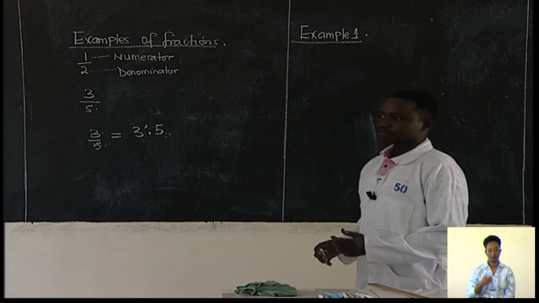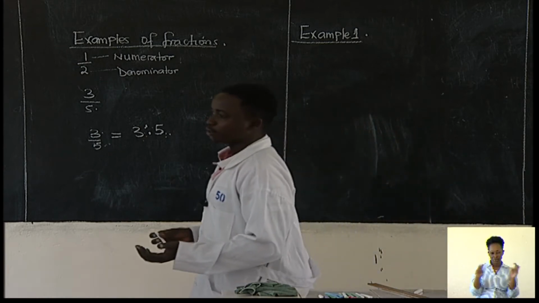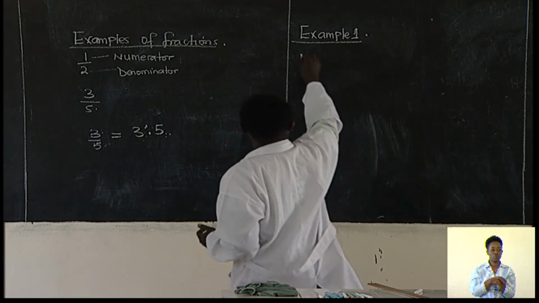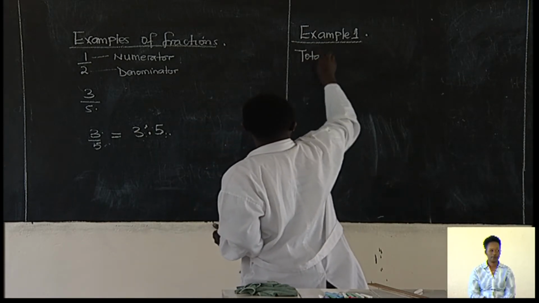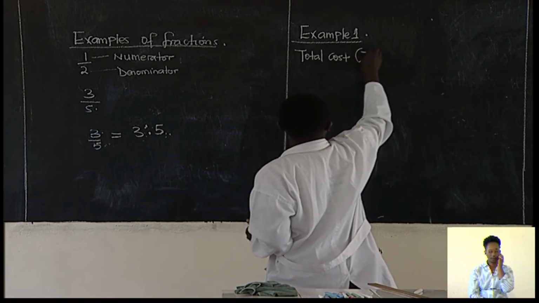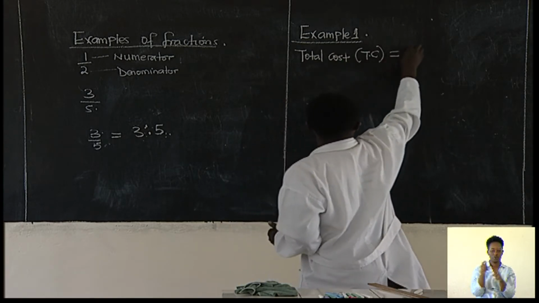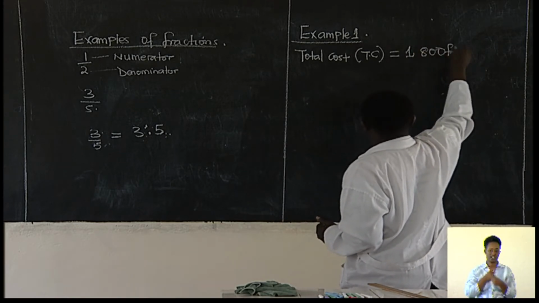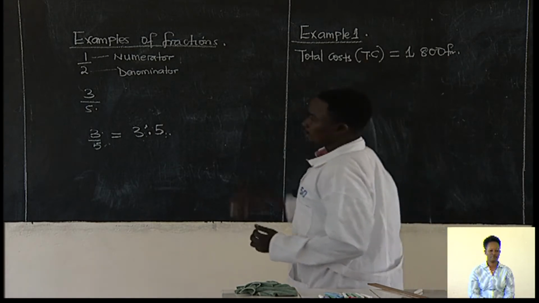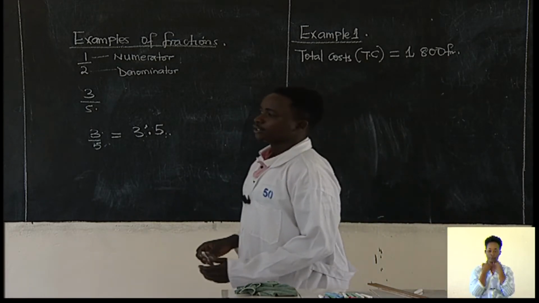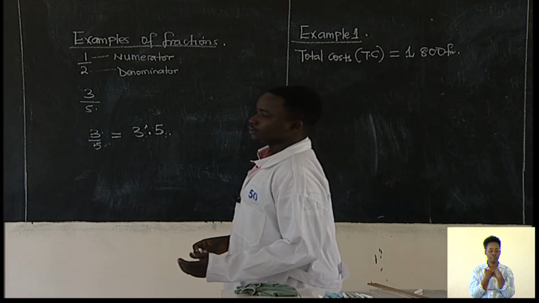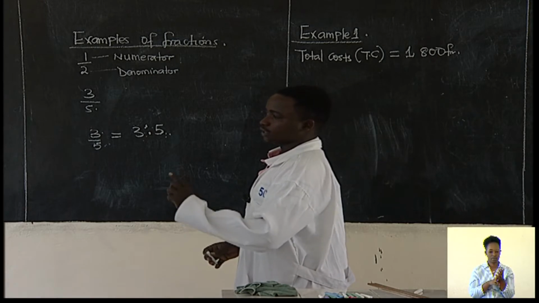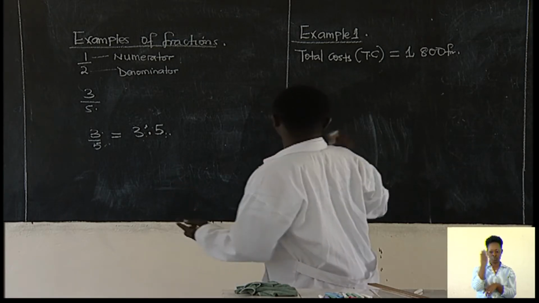You have to first find out what you have been given. We have the total cost incurred, the TC, and they are saying it is 1,800 Rwandan francs. Then they are telling us that the cost of producing a basket of pancakes is 2/3 of total revenue.